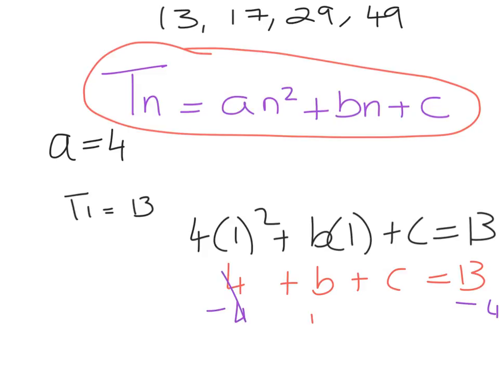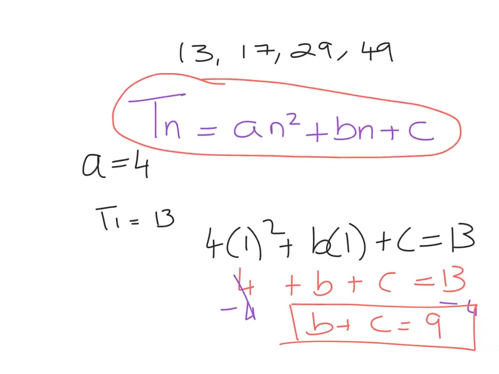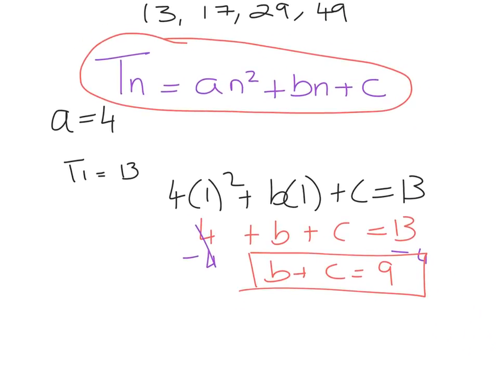So I do get b plus c equals 13 minus 4, which is 9. So that's my first simultaneous equation there. I'm going to do it again. Going to remember that, yes, a is equal to 4.